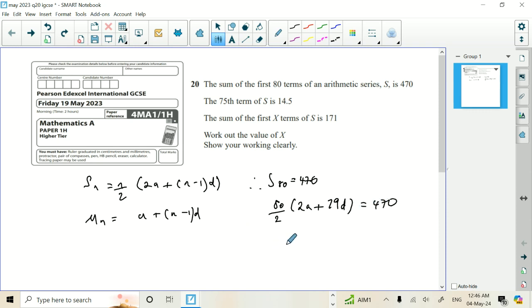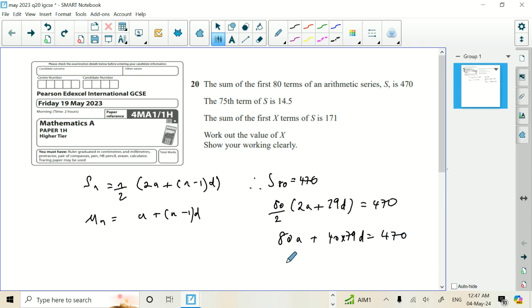That will give you 80a plus, of course, 79 times 40. I'll write it 40 times 79 because you can use a calculator, and of course that will be multiplied by d, and that will be equal to 470.